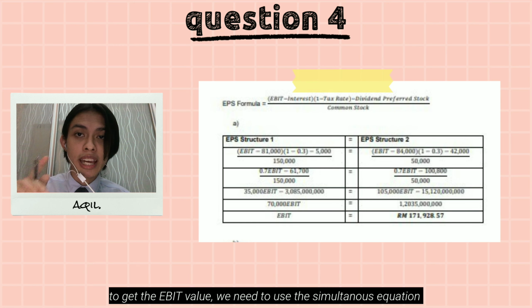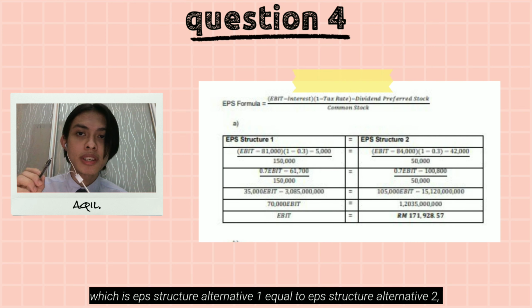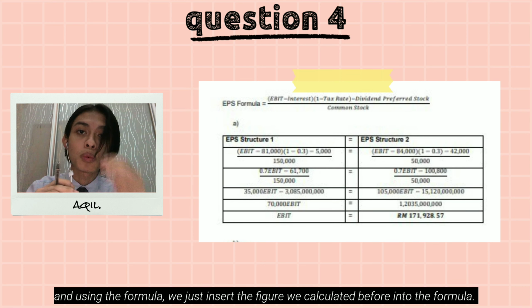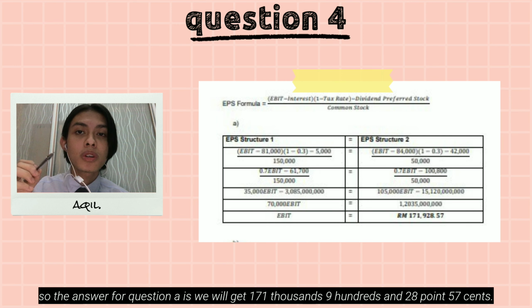To get the EBIT value, we need to use simultaneous equations, which is EPS of structure alternative 1 equal to EPS of structure alternative 2. Using the formula, we just insert the figures we calculated before. So the answer for question A is 171,928.57.